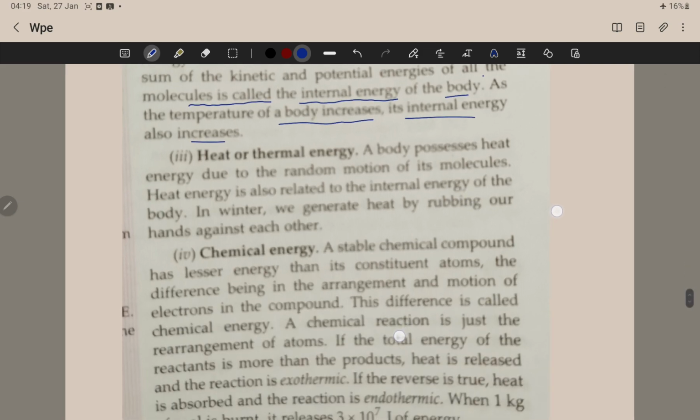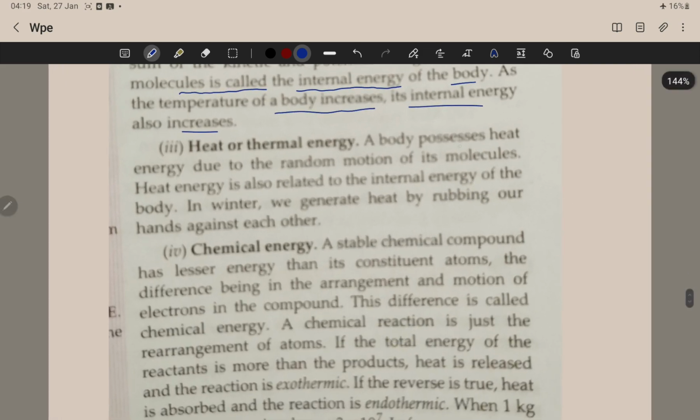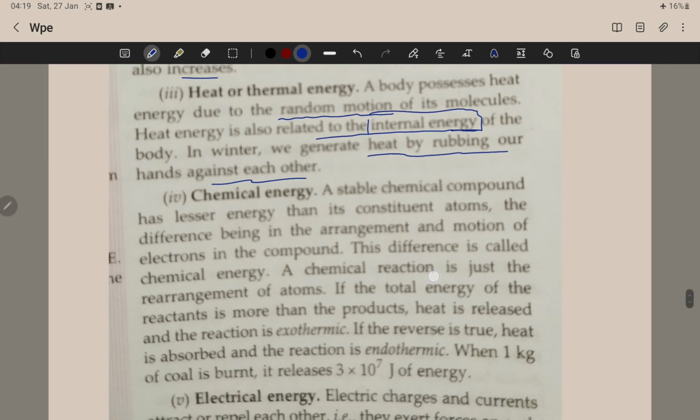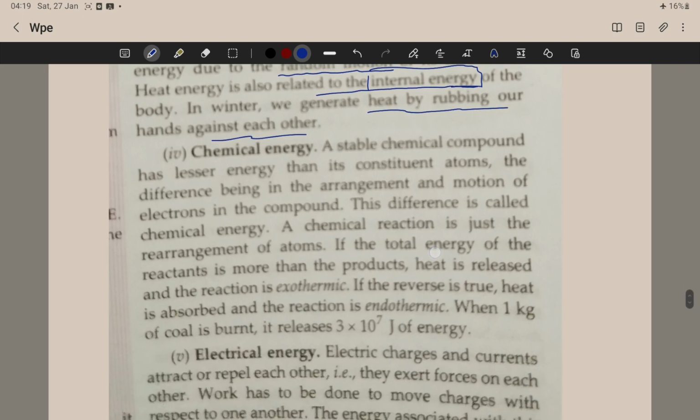Now there is heat or thermal energy. So a body possesses heat energy due to the random motion of its molecules. Heat energy is also related to the internal energy of the body. In winters, we generate heat by rubbing our hands against each other. So in this, the friction energy is getting converted into heat energy.